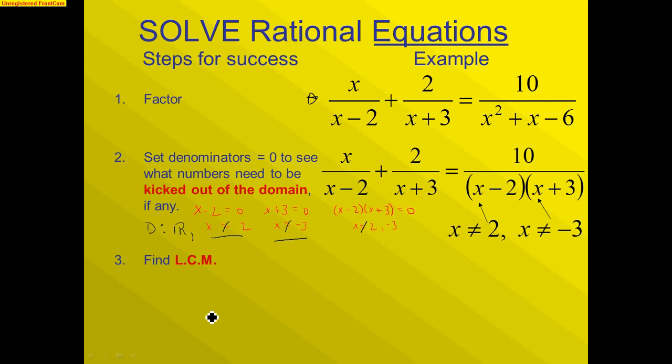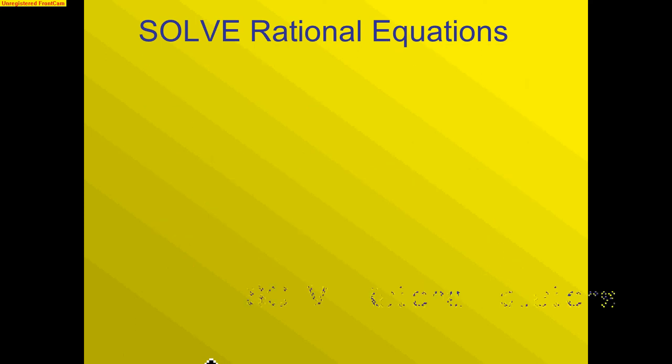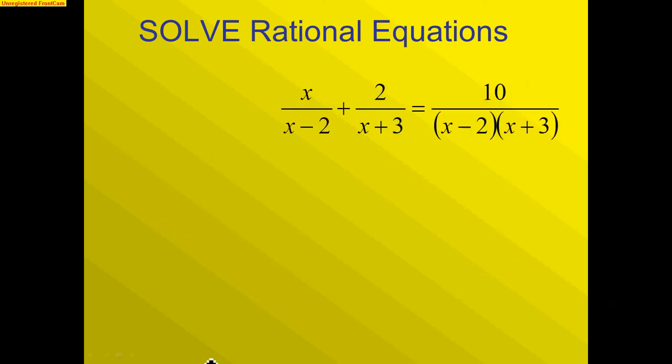So after I've determined my bad x's, now I'm going to find the least common multiple, just like we did with adding and subtracting. My least common multiple, or you can think of this again as a common denominator. After I find that, I'm going to multiply each term on both sides of the equation by that least common multiple, or that common denominator. Now remember, since I have an equation, I don't have to multiply the top and bottom of a fraction like I did with rational expressions, right?